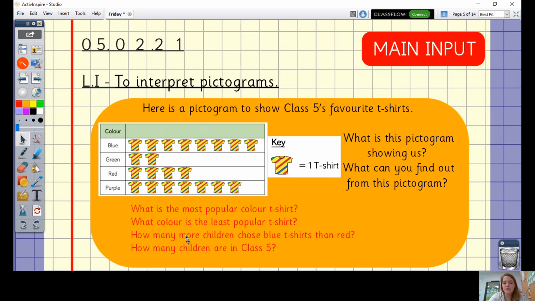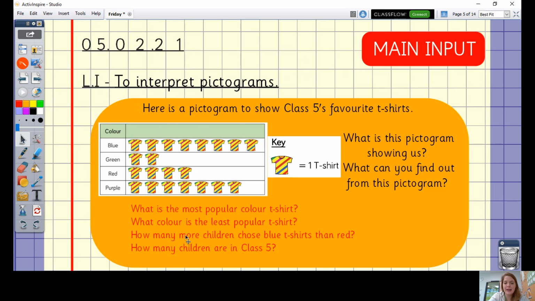How many more children chose blue t-shirts than red? Just that question we had yesterday. How many more children chose blue than red? And finally, how many children are in class 5? I wonder how you'd work out that question, finding out how many children there are in class 5.